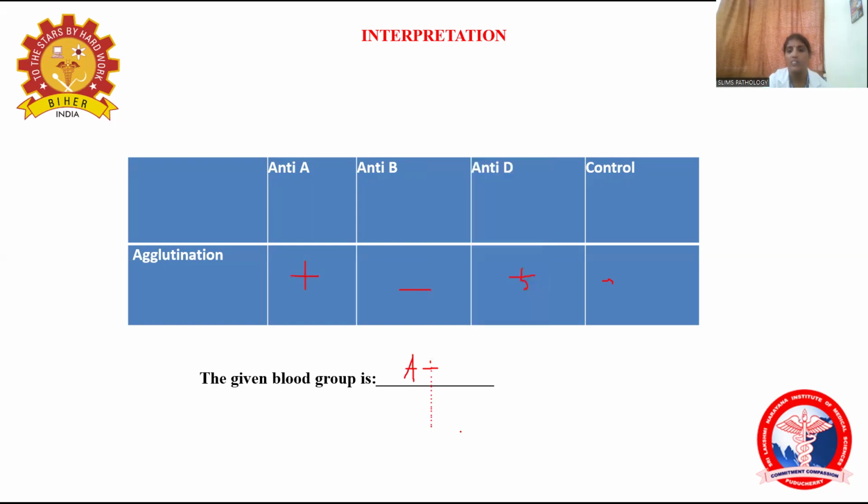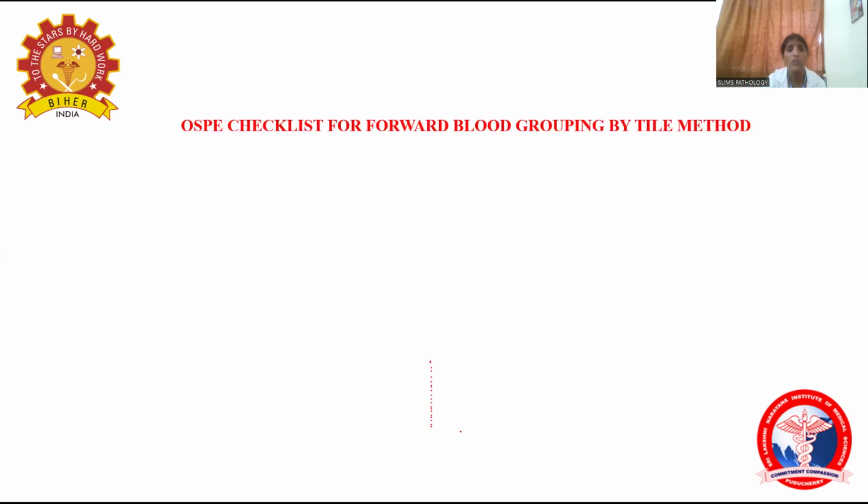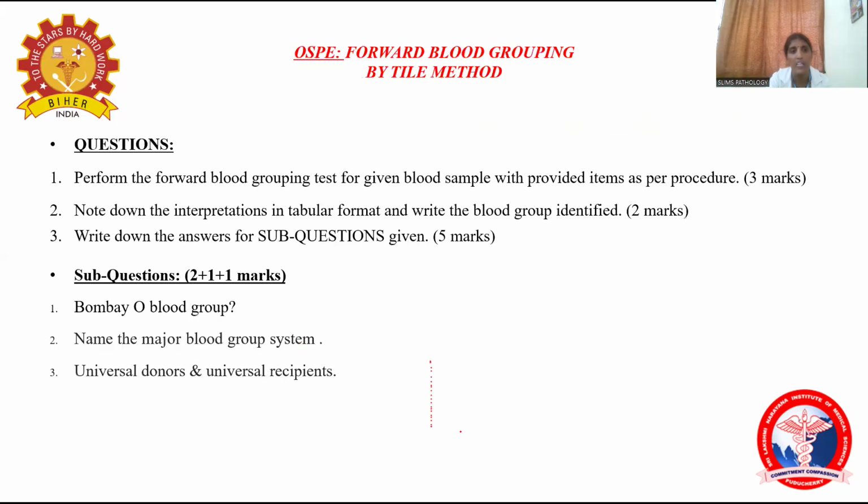Okay, fine. Yes. So the OSPE checklist, I said this all would be done in the manner of OSPE. The OSPE checklist for the forward blood grouping by tile method is a chart which will be kept next to the tile. The examiner is just going to observe what all steps you are doing. Are you doing it in the right manner? They are not going to question or viva. This is for 10 marks. So the chart will be kept like this.